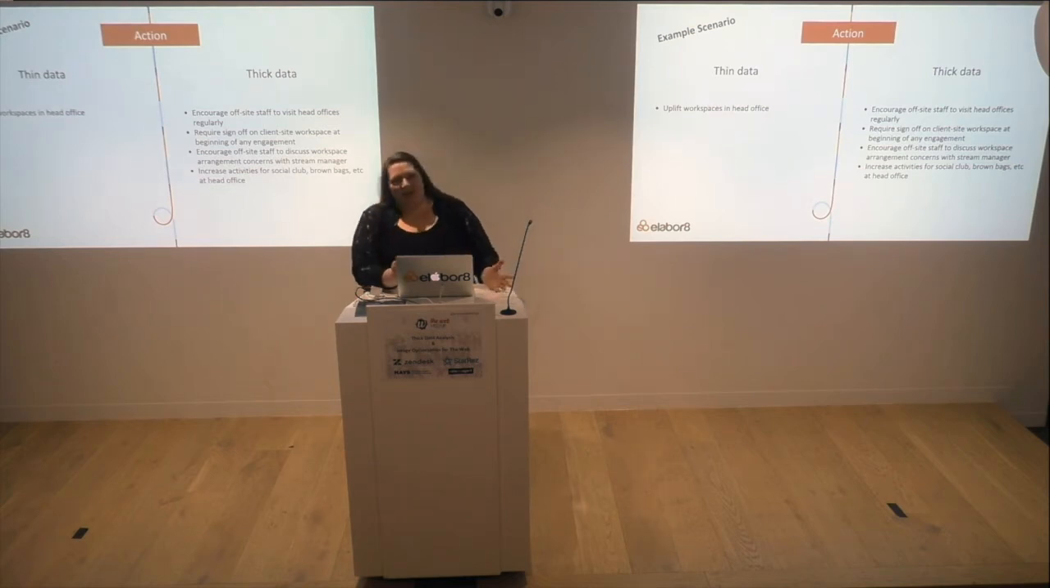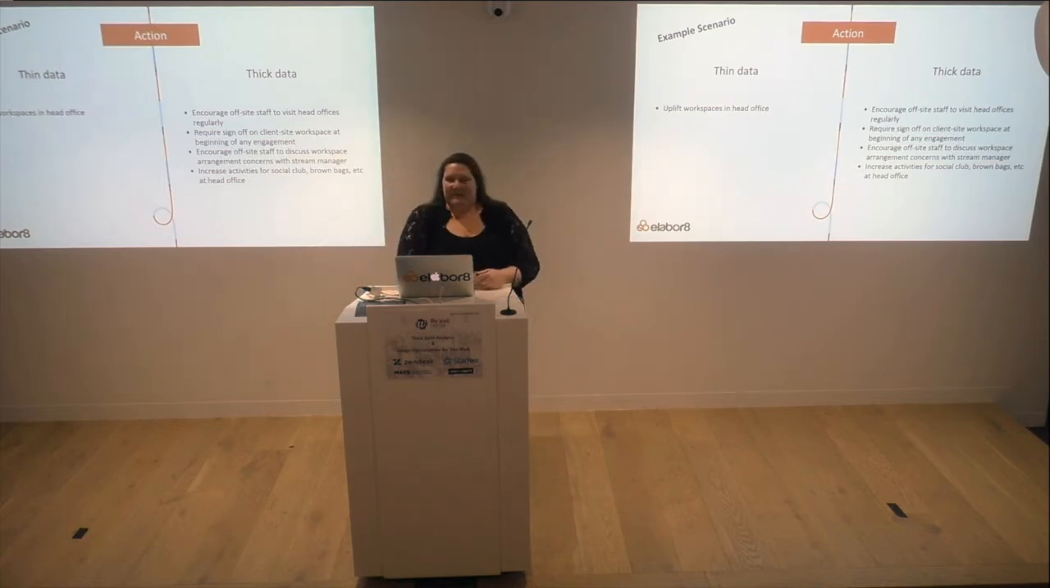So an action that would come off of the back of the survey that said 67% of the staff are happy at their place of business would be to uplift the workspaces. That's what we have control over. We can put some budget towards that. We're going to uplift the workspaces. Unfortunately, as you can see, that doesn't solve the root cause of the problem, right? Because the root cause of the problem is actually the client site. It's not the head office.